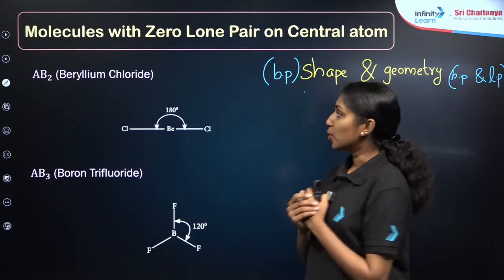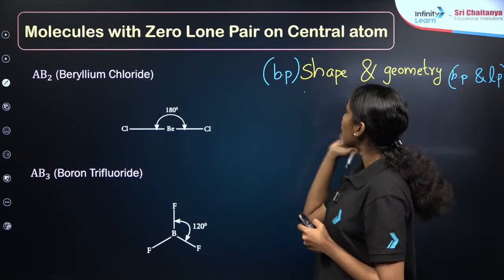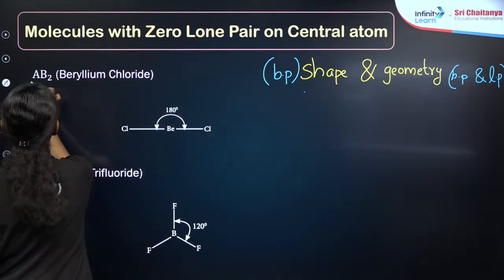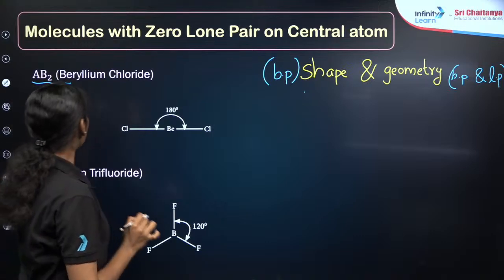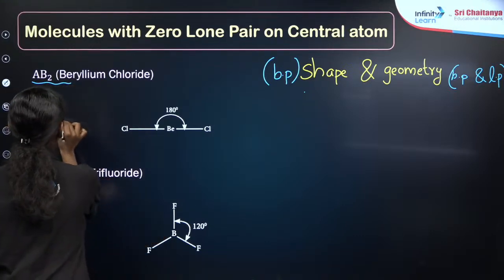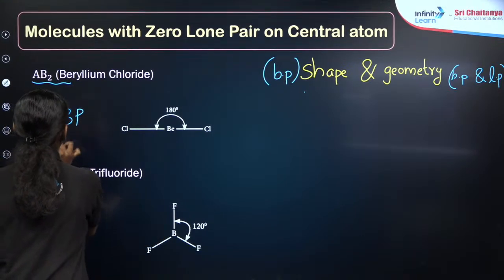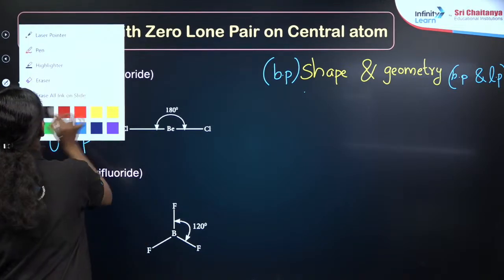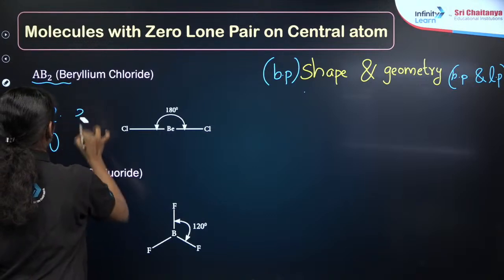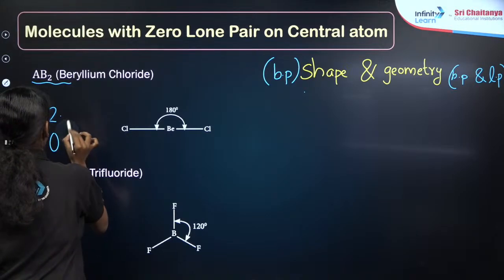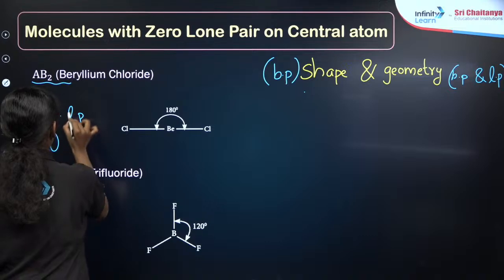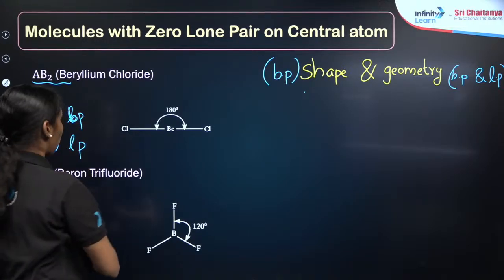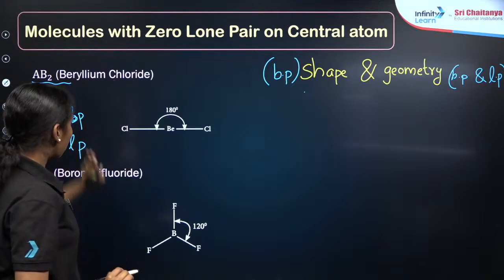Now we will be discussing the molecules with 0 lone pairs on the central metal atom. There will be 5 types. The first type is AB2 type. AB2 type means there will be 2 bond pairs, right? 2 bond pairs and 0 lone pair. The example is beryllium chloride.